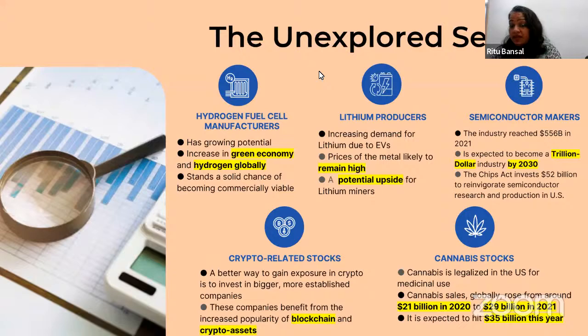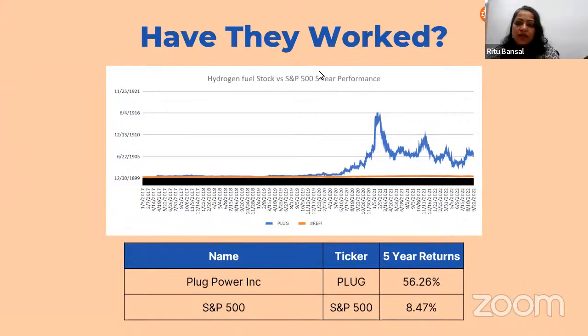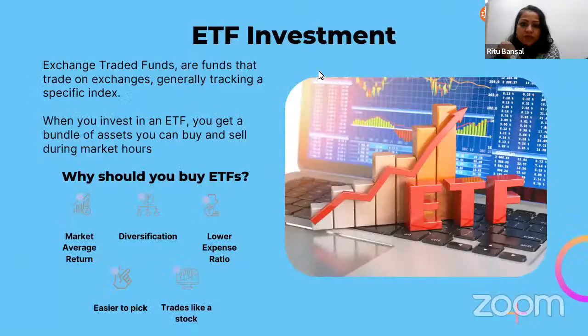So when I'm saying these are sectors which are unexplored in India, have they performed? So here is one example. We have a company called Plug Power, which is a hydrogen fuel stock. That company, despite the correction that we are seeing in the market, has given a CAGR, or compounded annual growth, of 56% year on year. At the same time, S&P 500 has given 8.5%, and you can compare it with any markets. It has outstripped the returns across all markets. This is just a few examples. We will talk more in terms of what you should look at, investing, from a market perspective, towards the end of the presentation.